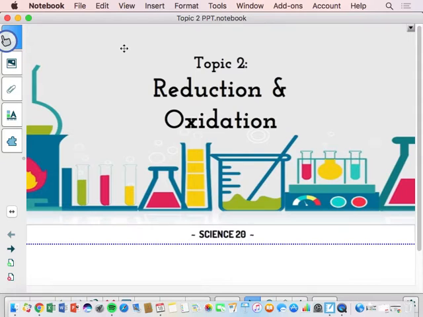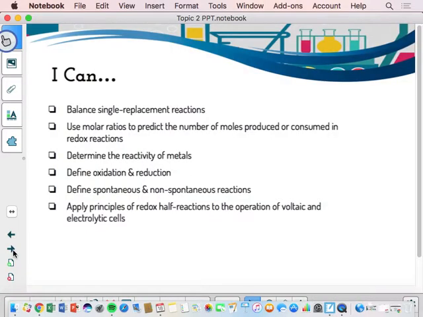Now it's just sound. So topic 2 is on reduction and oxidation, and the notes there will follow along. This PowerPoint is on the classroom, so you can see that as well. The I can statements are things that by the end of this topic section you should be able to do. So balance single replacement reactions, use mole ratios to predict the number of moles consumed in a redox reaction. Maybe these words don't mean anything to you, but you'll know what it is soon.